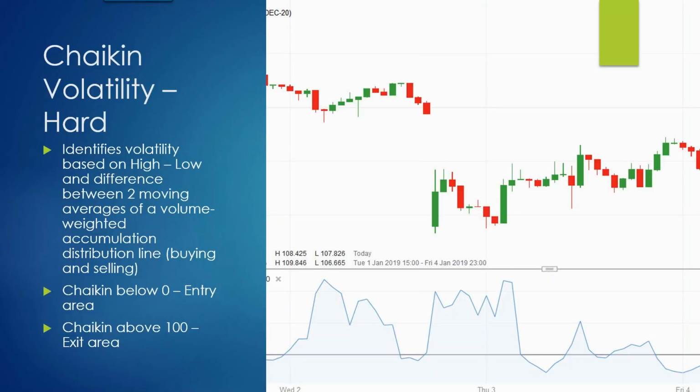Any questions on the Chaikin? It is a harder indicator to use. So let's say you're a beginning trader. I would not begin with this one.